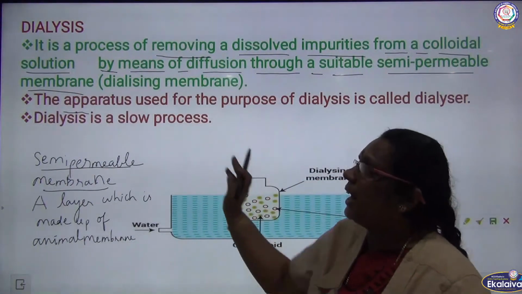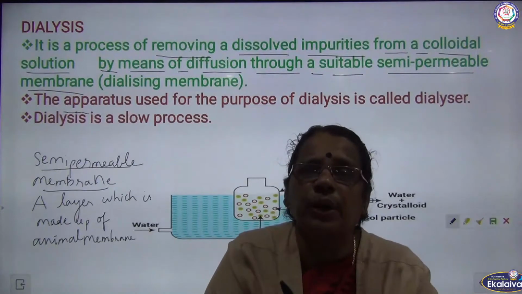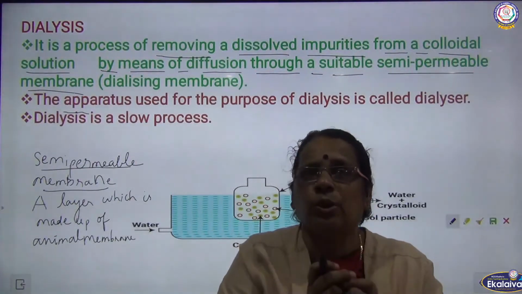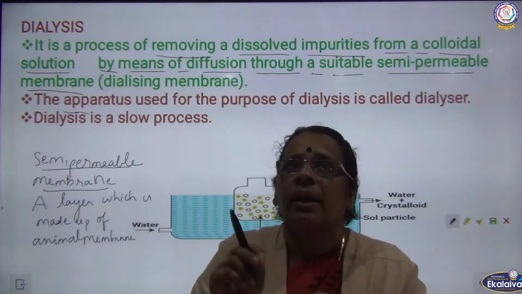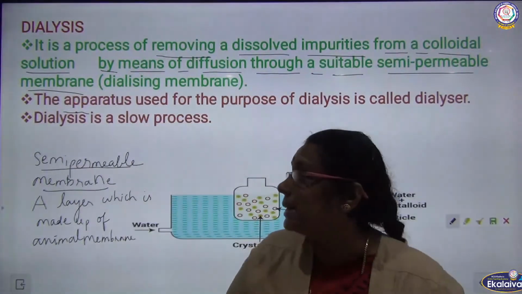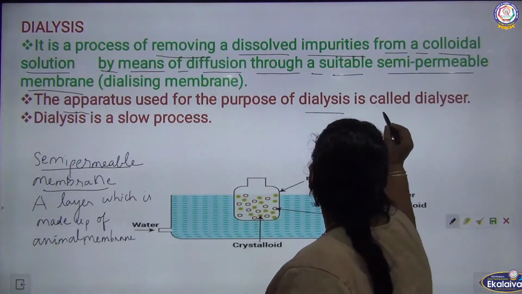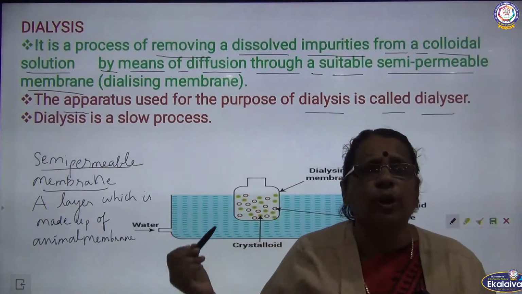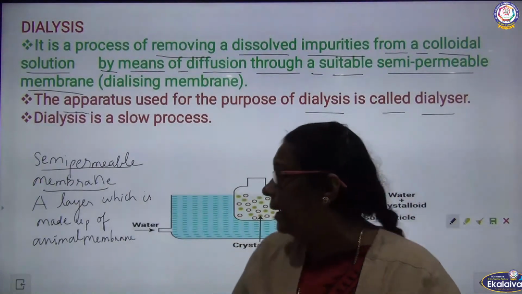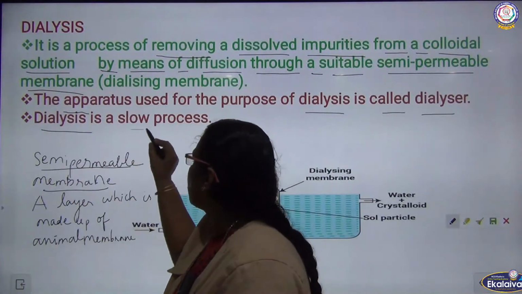So what is dialysis? The process of removal of impurities from the colloidal solution by using a semi-permeable membrane is known as dialysis. The apparatus used for dialysis is called a dialyzer. How are we going to call the apparatus we use for dialysis? We can call it a dialyzer. Dialysis is a very slow process.